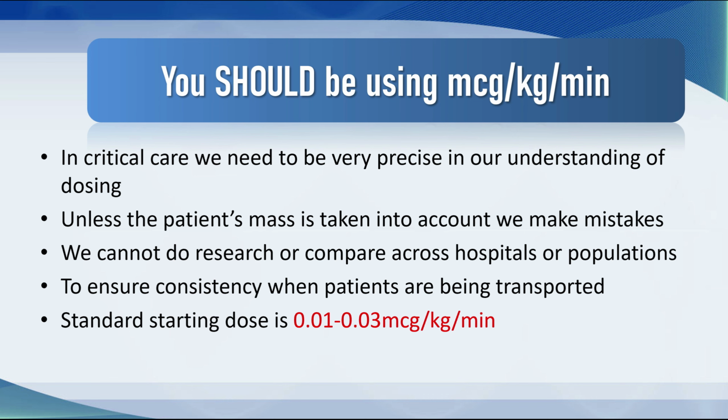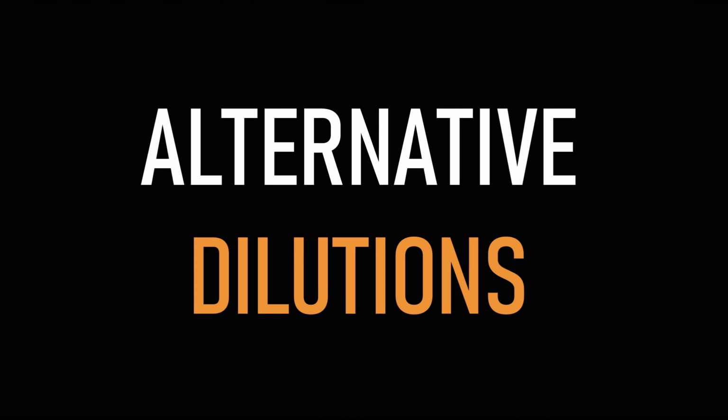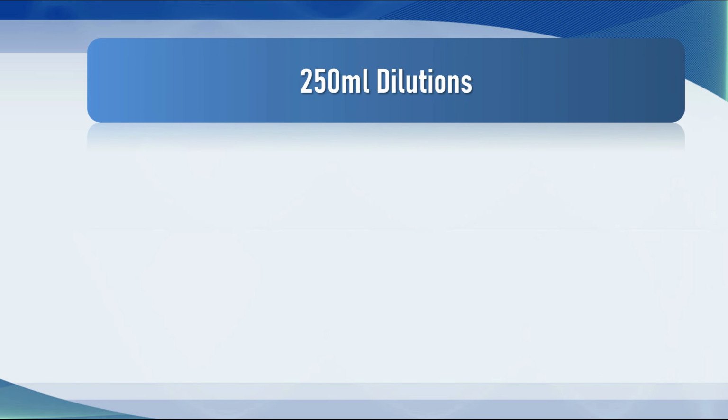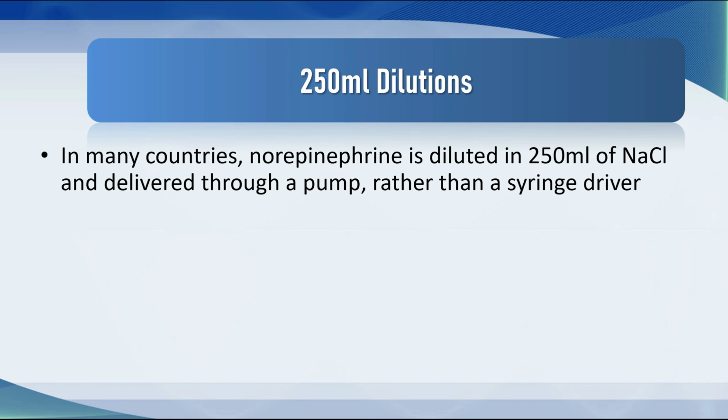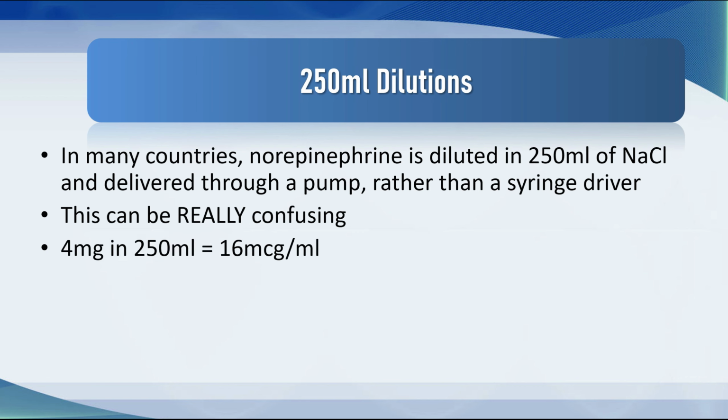and then you work your way upwards. Now let's have a look at the alternative dilutions. These are the 250 ml dilutions, because in many countries, norepinephrine is diluted to 250 ml of saline or glucose delivered through a pump rather than a syringe driver, and it can be very confusing. 4 milligrams in 250 ml, a very commonly used dilution, I'll get back to that in a minute, works out at 16 micrograms per mil.